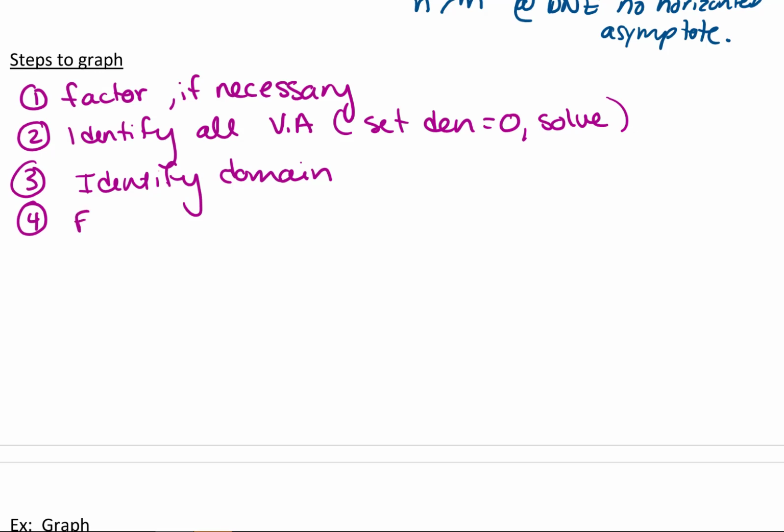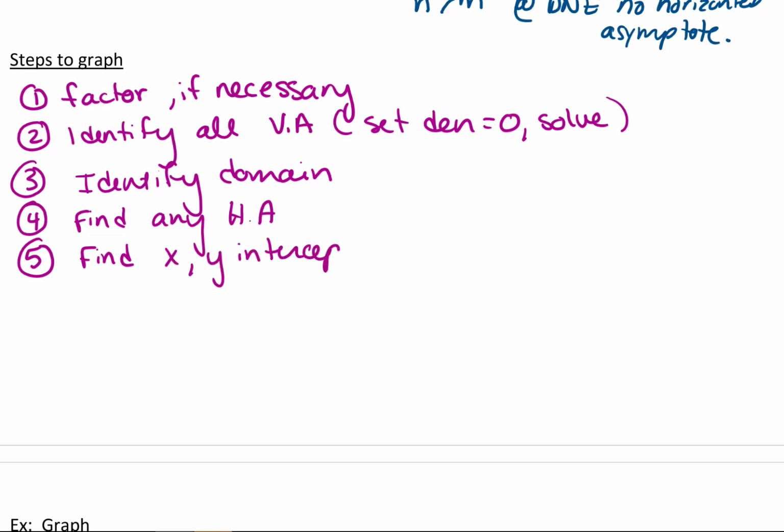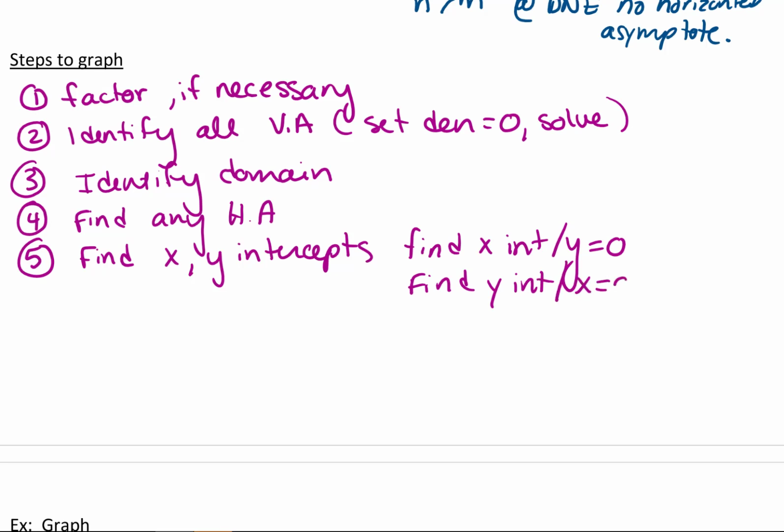Then we're going to find any horizontal asymptotes using the rules that I just outlined above with the degree of the numerator and denominator. We're going to find x and y intercepts. So as a reminder, to find the x-intercept, we set y equal to 0, and to find the y-intercept, we set x equal to 0. The last step is we're going to make a table and graph.